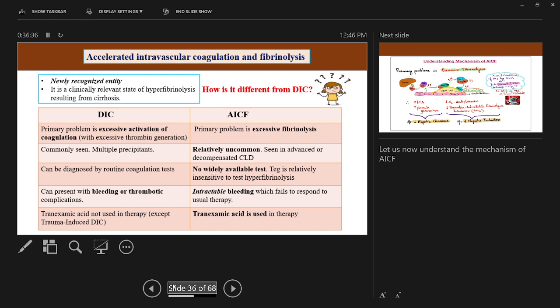So it is seen in 5 to 10% of decompensated CLD. In one study, it was seen in 30% of the patients with decompensated CLD. So it is variable actually. In patients who come with acute hepatic failure and decompensated CLD associated with other organ failure, it is seen in 30%. But in normal decompensated CLD without other organ failure, it is seen in 5 to 10%.